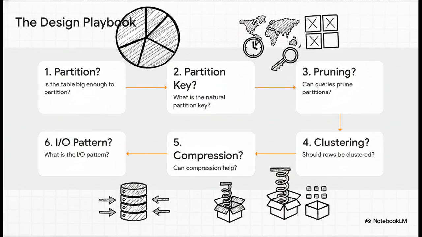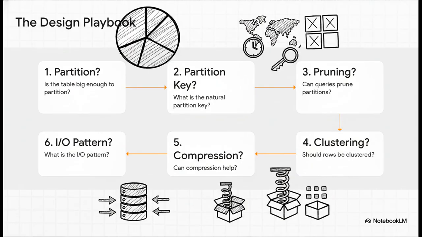First, ask yourself, is this table even big enough to need partitioning in the first place? If the answer is yes, then okay, what's the natural key? Is it time, a region, a customer ID? Then, and this is so important, can your queries actually use that key to prune partitions? After that, you can think about whether clustering might help, if compression makes sense, and what the overall read and write patterns look like.